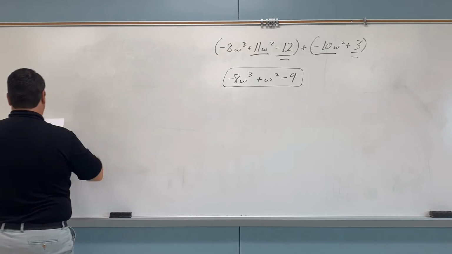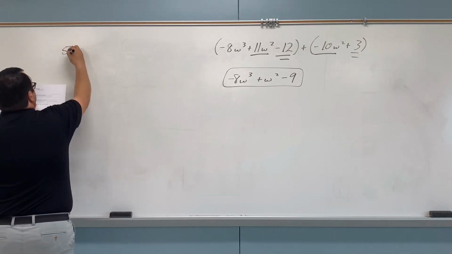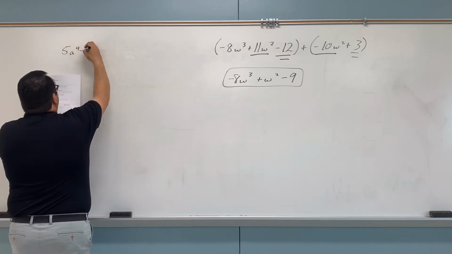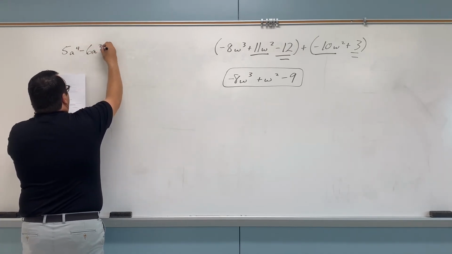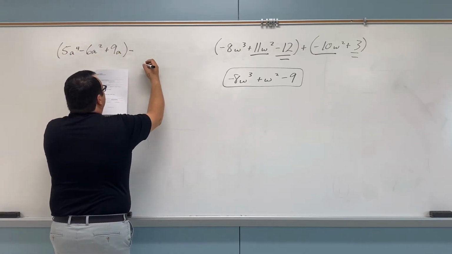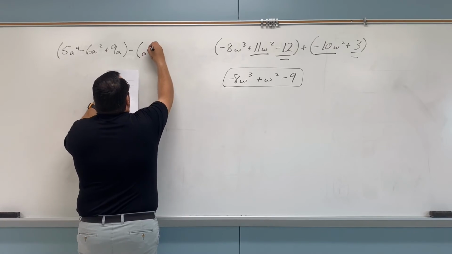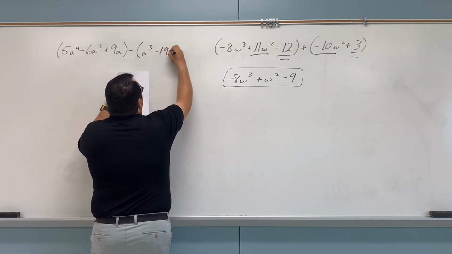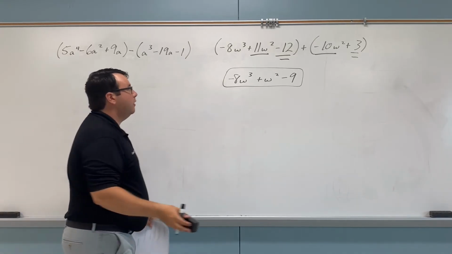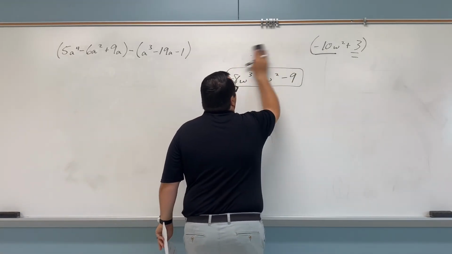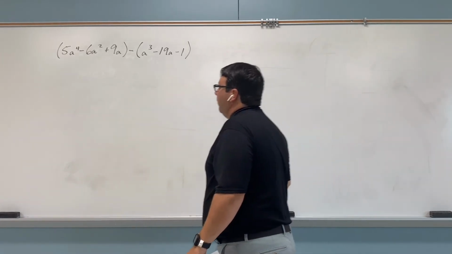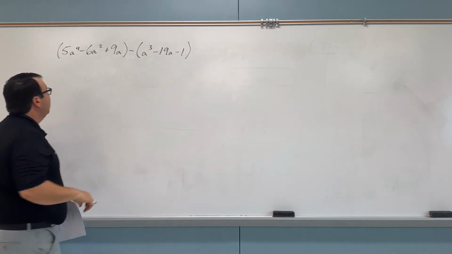Let's try another one. Let's try a subtraction so you can see that sign change we spoke about. So this next one is 5a to the fourth minus 6a squared plus 9a. That is one polynomial. Minus another polynomial of a cubed minus 19a minus 1. Now, just to eliminate confusion, I am going to erase this other problem so that we are only looking at the one problem on our board.